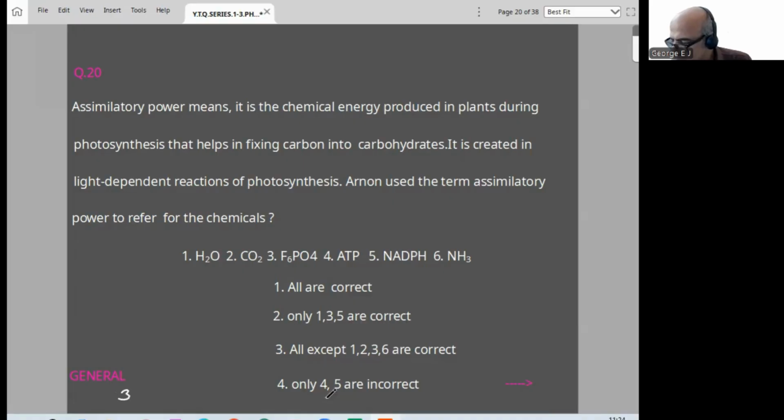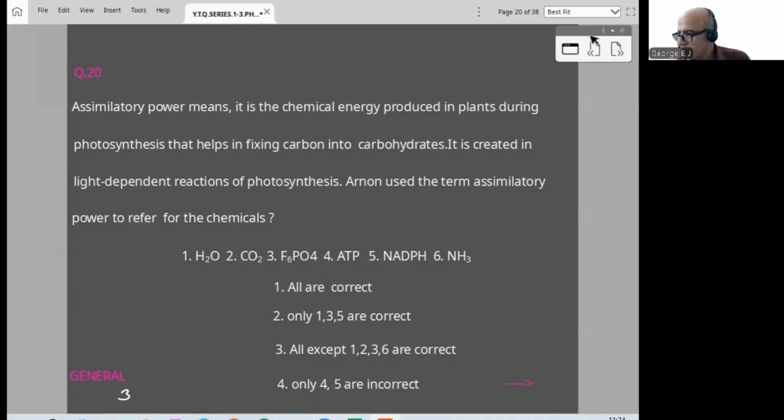Some may take only 4 and 5 without reading 'incorrect'. So you have to read up to the last word in the NEET exam, because the last option may say true, false, similar, dissimilar, correct, incorrect, not, etc. So option-wise it is 3, not 4. Only 4 and 5, ATP and NADPH, are correct. This way, you will be confused purposefully. So don't lose your confidence, just boldly face it.